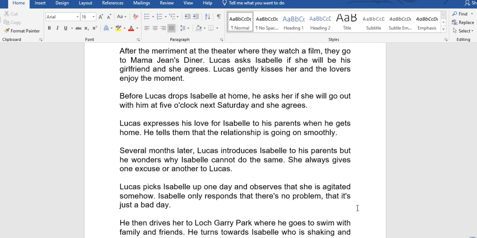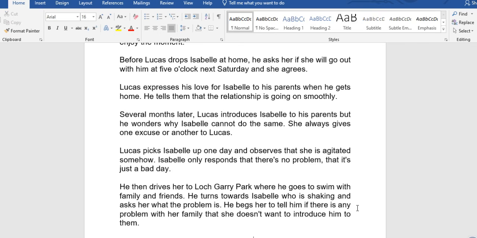Lucas expresses his love for Isabel to his parents when he gets home. He tells them that the relationship is going on smoothly. Several months later, Lucas introduces Isabel to his parents, but he wonders why Isabel cannot do the same. She always gives one excuse or another to Lucas.